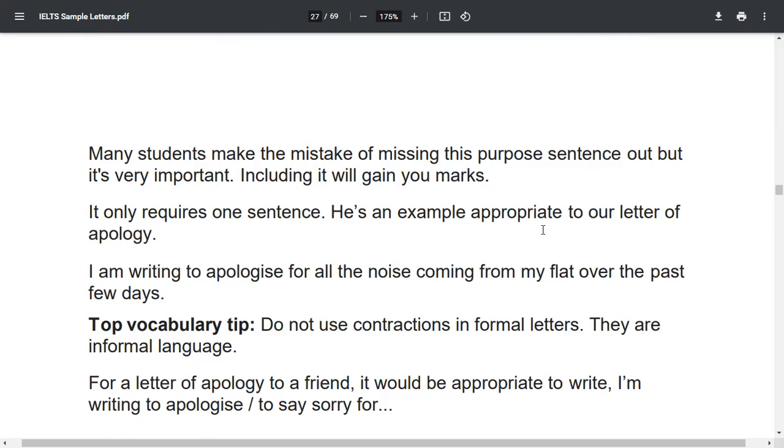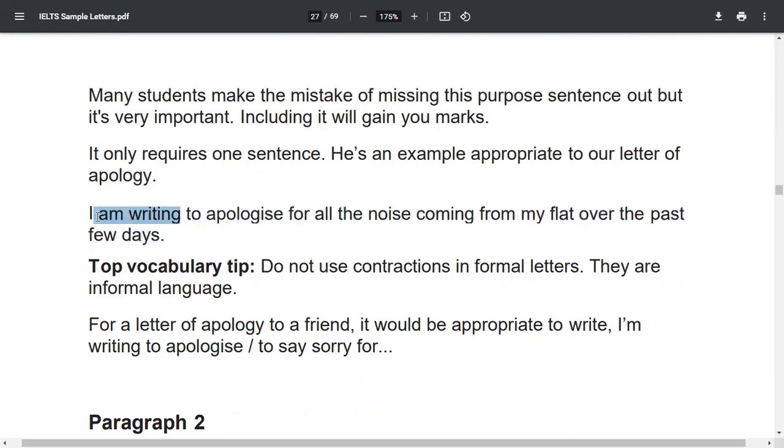Here is an example appropriate to our letter of apology. I am writing to apologize for all the noise coming from my flat over the past few days. It's a beautiful purpose sentence, as you can see.